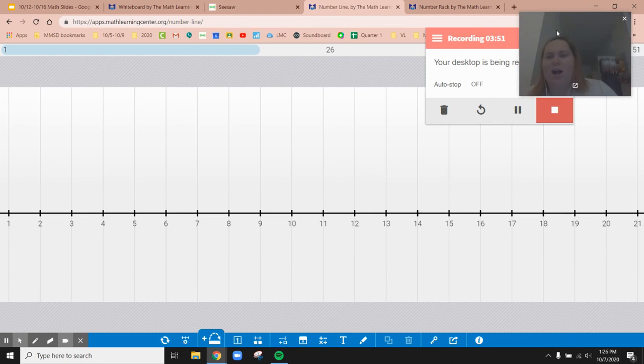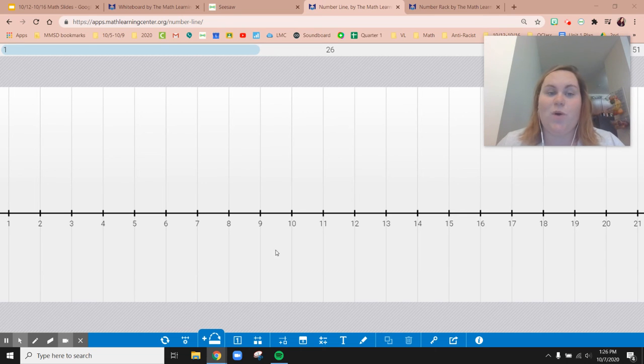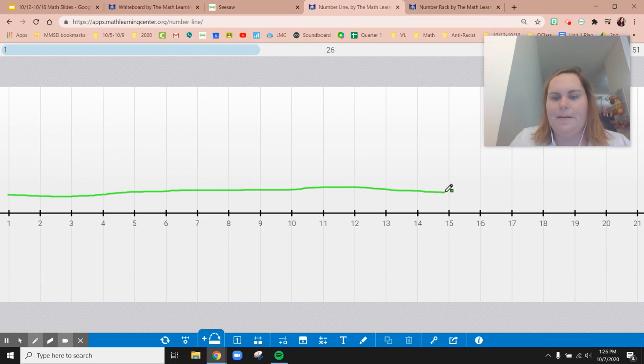We're also going to be talking about something called a number line today. So this is what a number line looks like, right? They might look kind of different, but this is how ours is going to look. So how is a number line the same as a bead string? Anybody have an idea?